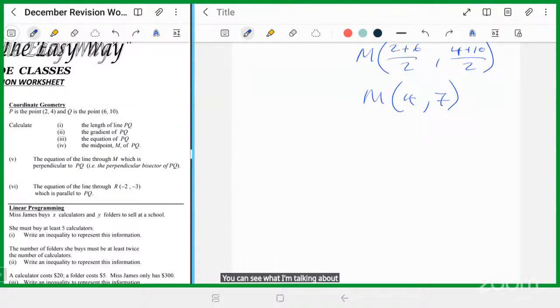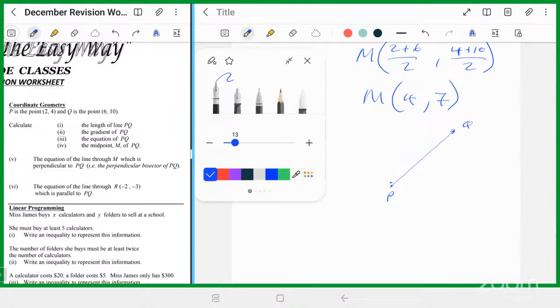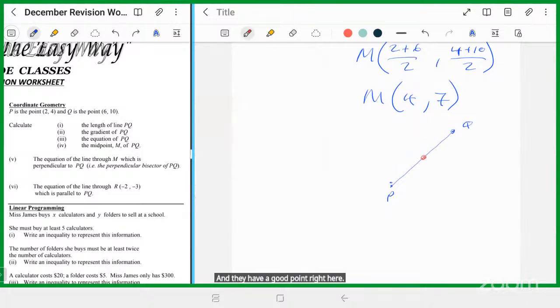So we have PQ, right? 2, 4, and 6, 10. So you have a line like this. This is P, this is Q. And then you have the midpoint right here, M, which we just found a while ago. And you want to find this line, the perpendicular bisector. It passes through the midpoint and is perpendicular to it. Let's call it perpendicular bisector line 2 so we can reference it. Line 2. That's what you want.